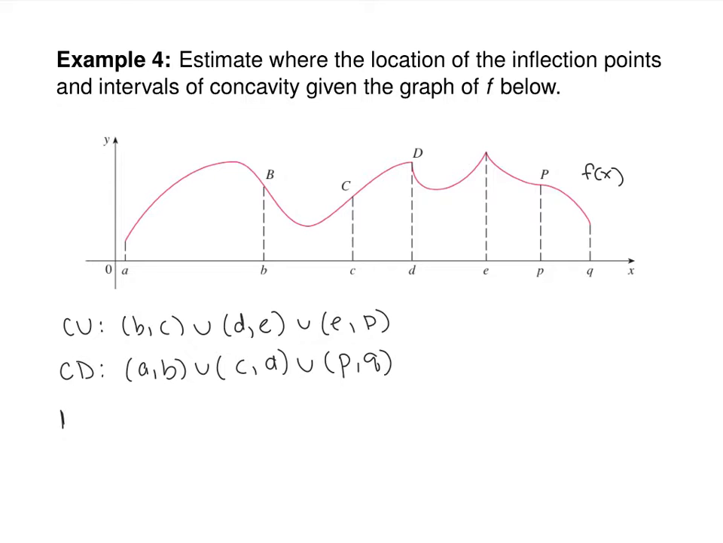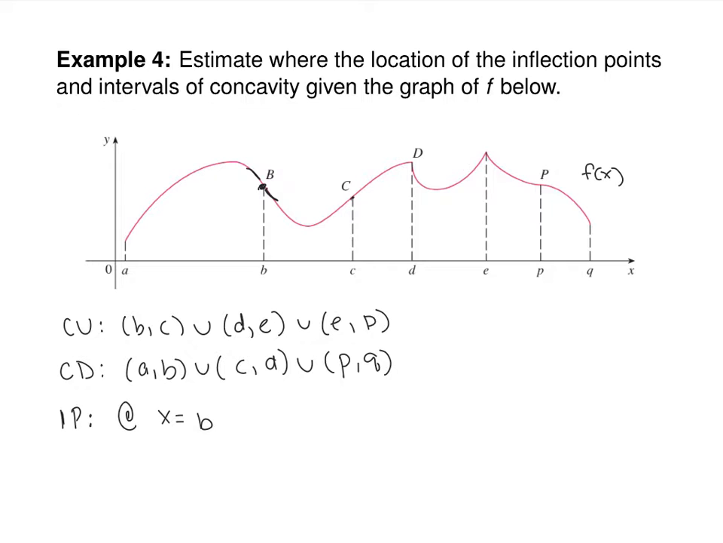Okay. I'm going to use IP for inflection point just because it's too much writing otherwise. So for you to have an inflection point, the concavity has to change. So does the concavity change at B? I think it does. It goes from down to up. It's kind of opening downwards, then opening upwards. It's not a max or min, but the concavity does change at x equals B.